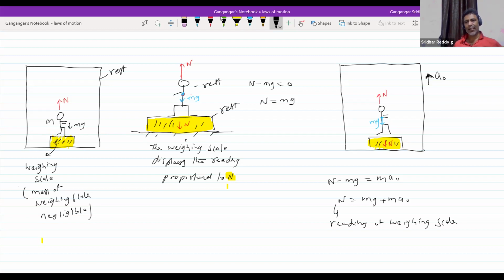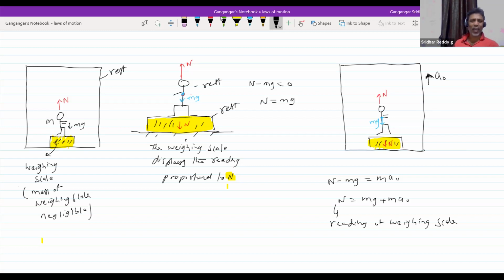What is mg? Mg is the actual weight. What is N? N is called the apparent weight here. Mg is called the true weight. Because of acceleration of the lift, what happened? Now it will become mg plus ma naught.